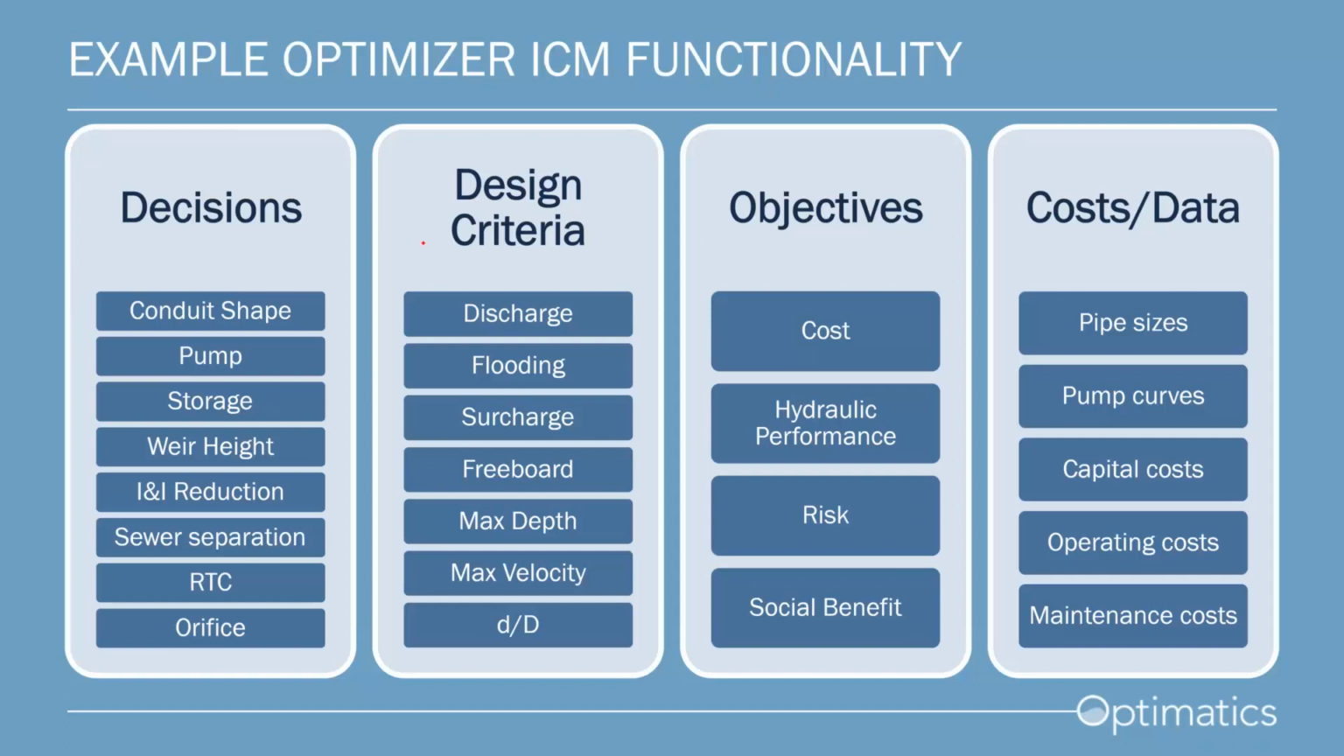Then in terms of design criteria, I've just listed some of the ones that we have here, just your typical results that you'd be wanting to look at that are going to be important to you when you're solving a problem. In terms of objectives, these are some common objectives that people will optimize for, obviously cost and performance, and then maybe social benefit or some of those other factors. If we can quantify those, they can also form part of your optimization. And finally, the costs and data is obviously required to be brought in. We need to think about the range of pipe sizes available, the range of pump curves, all our costs need to all be brought in.